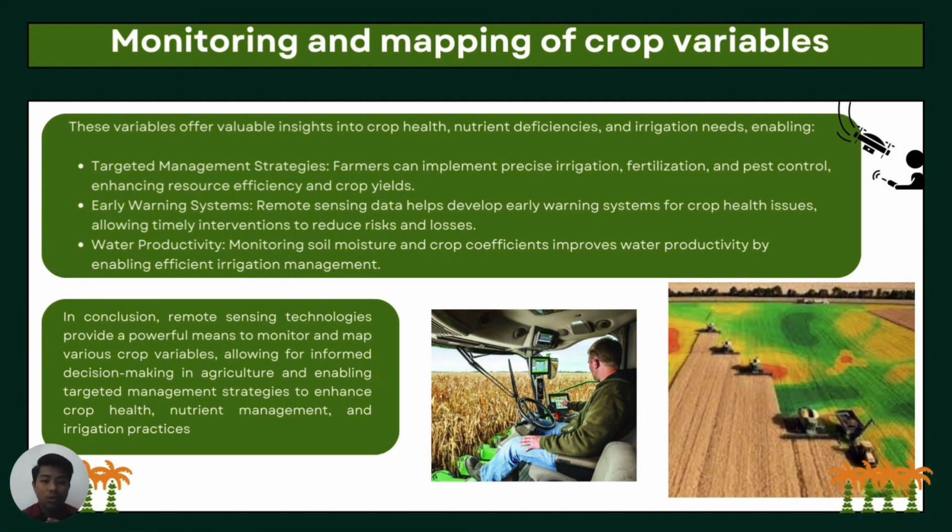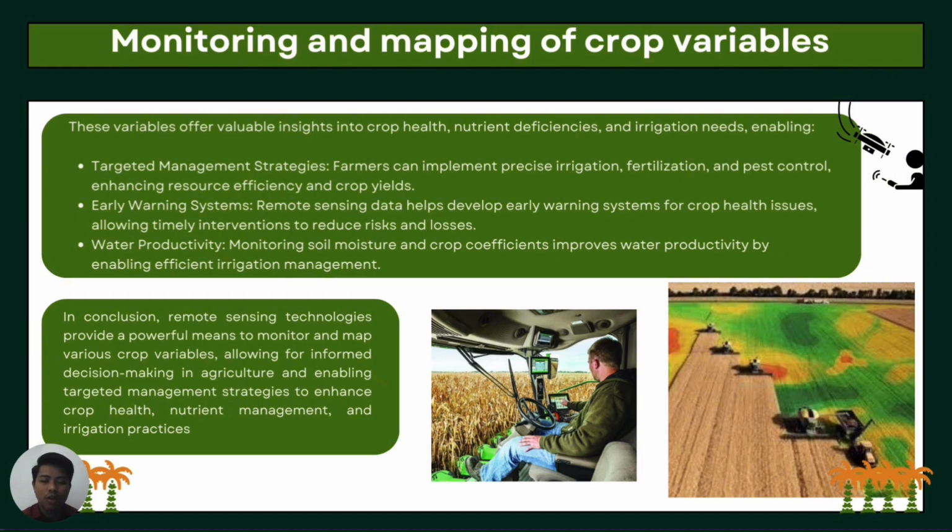And now we go to the monitoring and mapping of crop variables. These variables offer valuable insight into crop health, nutrient deficiency, and irrigation needs, enabling targeted management strategies. Farmers can implement precise irrigation, fertilization, and pest control, enhancing resource efficiency and crop yields. And then early warning system. Remote sensing data helps develop early warning systems for crop health issues, allowing timely intervention to reduce risk and losses.